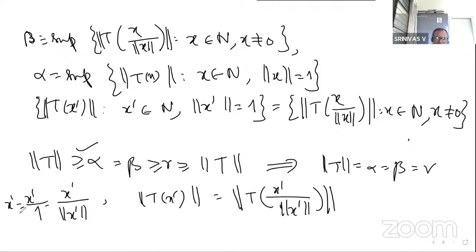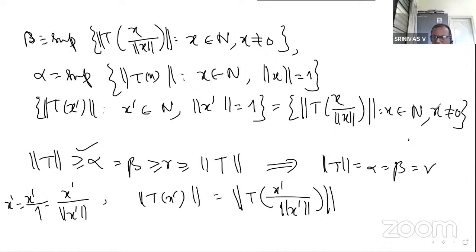Norm x' is a number, and x' is an element in N, so this also will be an element in N. And because norm x' is 1, x' is non-zero, so x' by norm x' will also be non-zero. You want this only to be non-zero, so this is non-zero. So for this x', these values are present here.